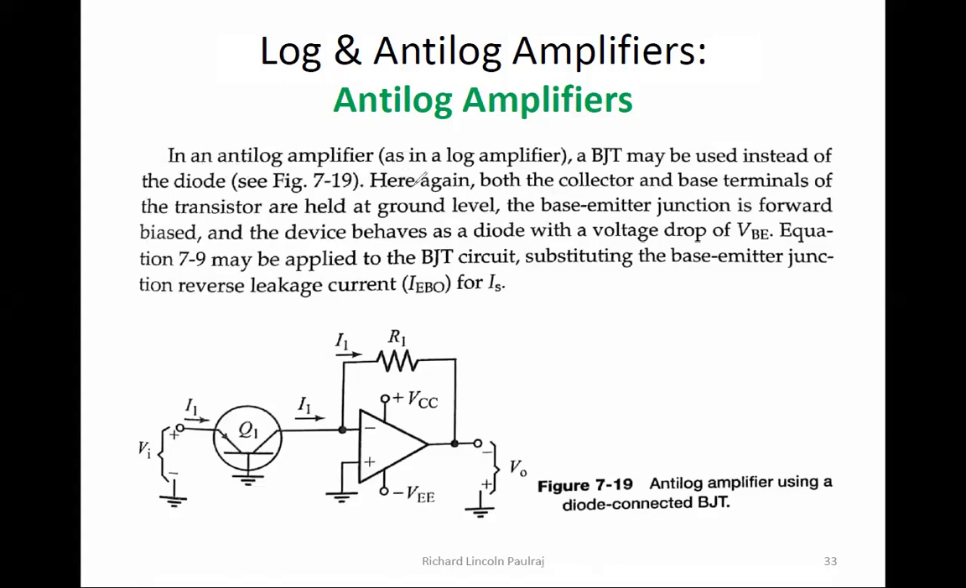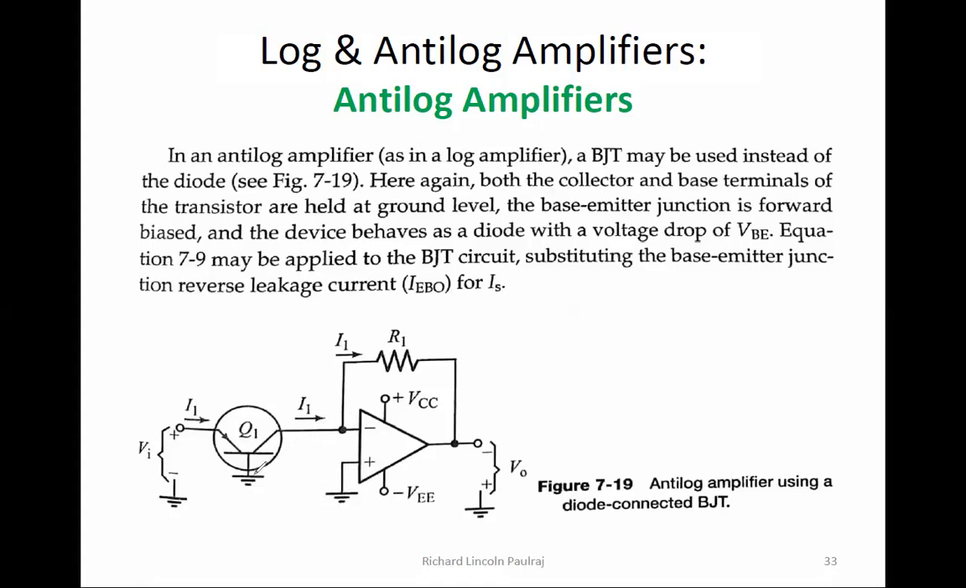So in an anti-log amplifier, just like how we saw in the log amplifier, a BJT may be used instead of a diode. So instead of a diode, I'm going to use it. And here again, both the collector and base terminals of the transistor are held at ground level. I have my emitter here, I have my base here, I have my collector. How is this at ground potential? With the concept of virtual ground. So this is connected to ground, so this should also be virtually connected to ground.